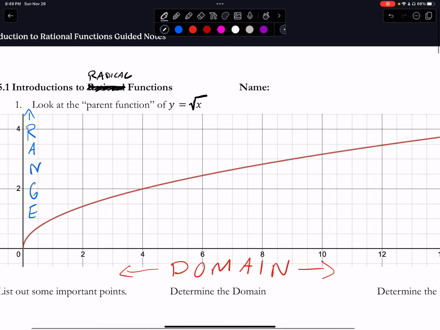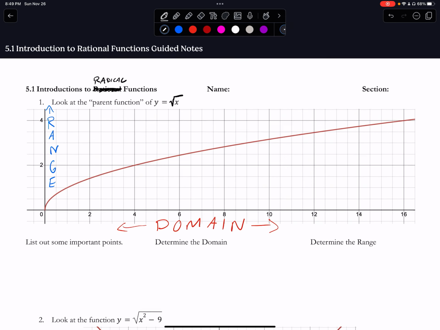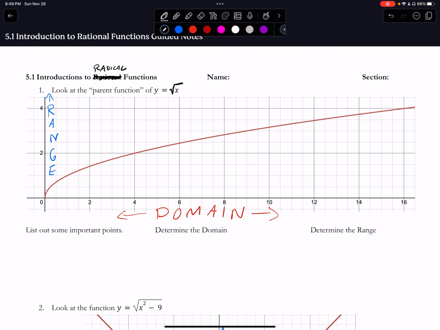So things to think about. First, we're going to look at it from a graph. All right, we're going to list out some important points, and then we're going to talk about the domain and then the range. Okay, so first of all, some important points right here would be (0, 0), right? (0, 0). And then the next important point that you could say is 1, because the square root of 1 is 1. So you could say (1, 1).